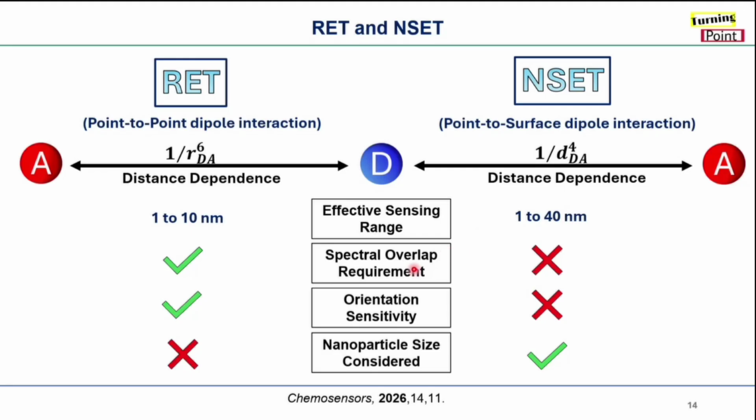In contrast, resonance energy transfer requires a strong overlap between the donor emission and acceptor absorption, and the orientation sensitivity should be considered. But in the case of nanosurface energy transfer, these are exempted. It is not that dependent upon the spectral overlap and orientation sensitivity. Another important difference is the nanoparticle size. There is no need to consider nanoparticle size in resonance energy transfer, but nanosurface energy transfer is highly dependent upon it. If the nanoparticle size varies, the energy transfer efficiency and its distance range vary.